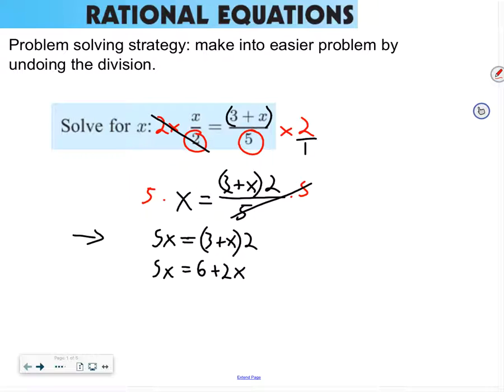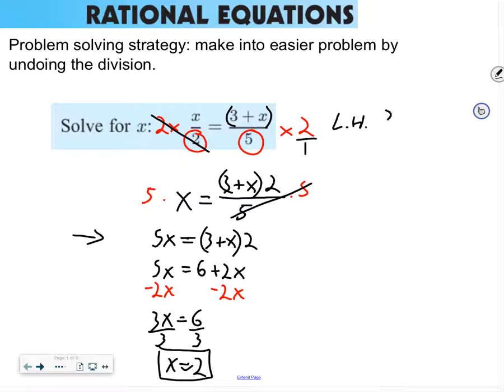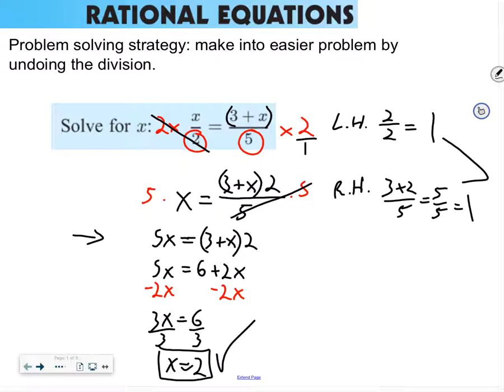I'm going to arrange it so I get all my x's on one side. I get 3x is equal to 6. Divide by 3 to get x by itself. And I get x is equal to 2. I'm going to verify my solution here. So the left-hand side, I put 2 over 2. That's equal to 1. On my right-hand side, I get 3 plus 2 over 5 is equal to 5 over 5, which is equal to 1. They're the same. Verified. x is equal to 2.